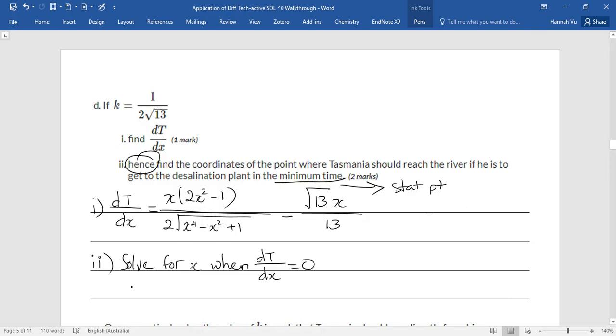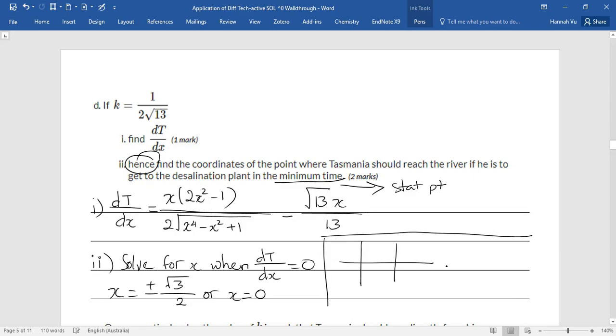Okay, so you have x equal to plus or minus square root of 3 over 2, or x equal to 0. I'm just going to do a quick check. I don't know what you need, honestly, for 2 marks. I tend to go overboard with my working out instead of under, especially if you have enough time. So dt dx, so this is root 3 over 2. I think root 3 over 2 is going to be the answer.